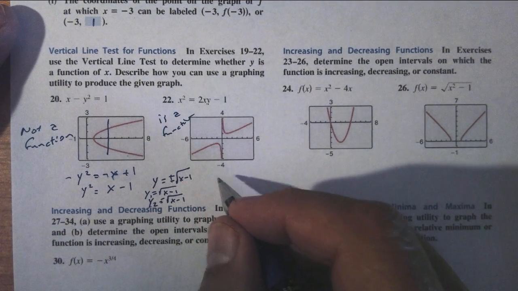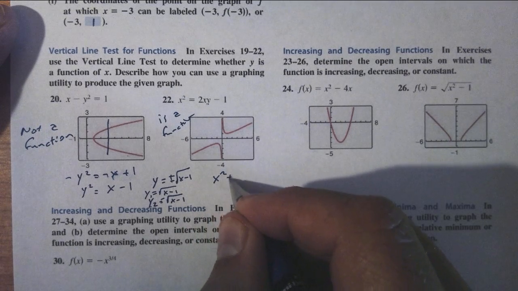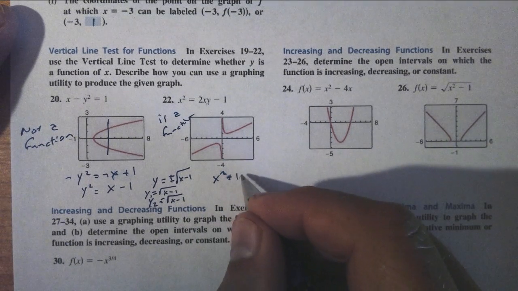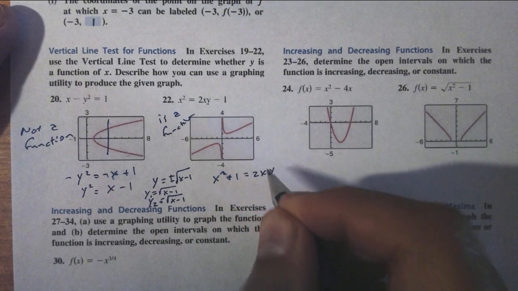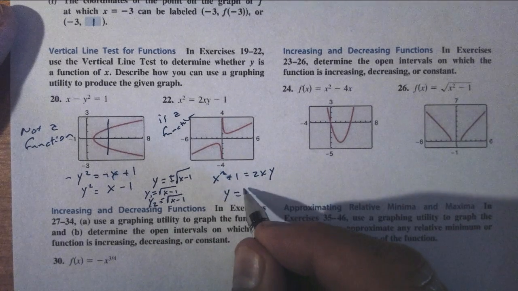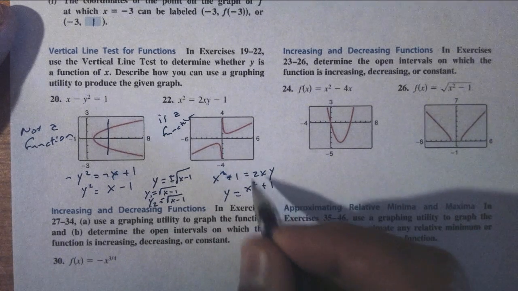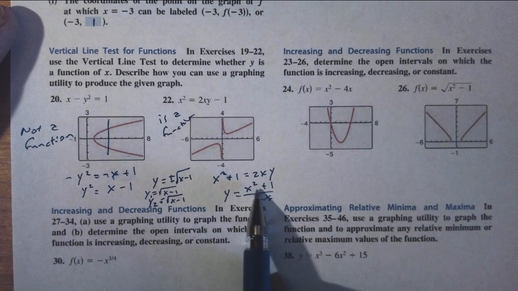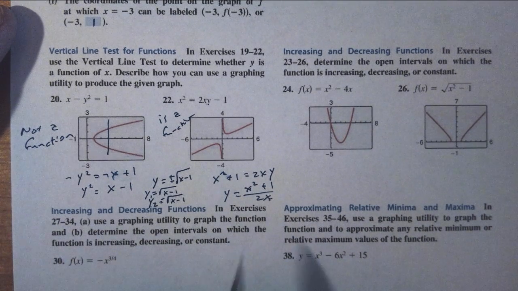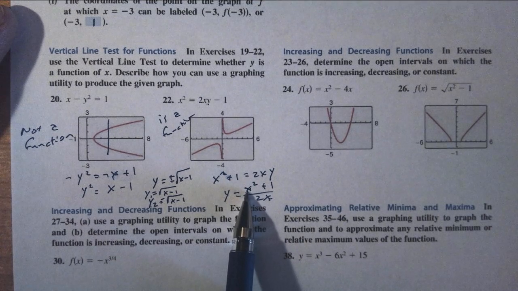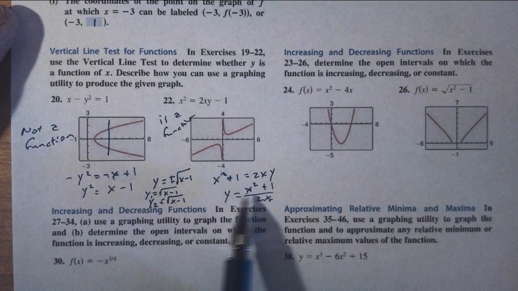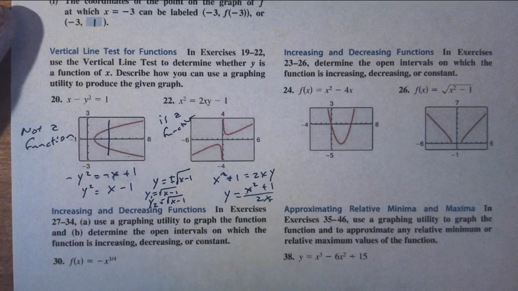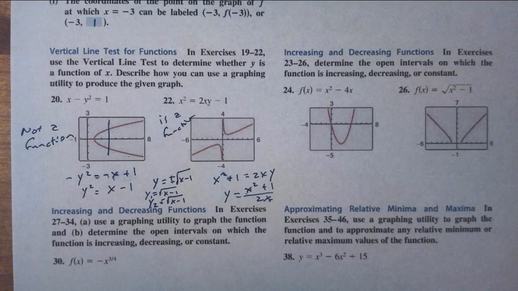Let's see. I'm going to go x squared. I'm going to add the 1 equals 2xy. I'm going to solve for y by taking both sides and dividing by 2x. And don't you dare reduce this x with this x squared. This x squared is not a factor of the top. But I didn't have to do a plus or minus situation. That's the point they're trying to get across here.